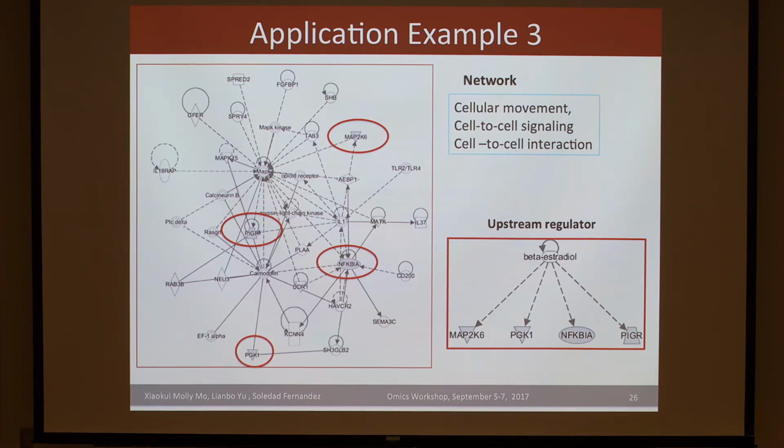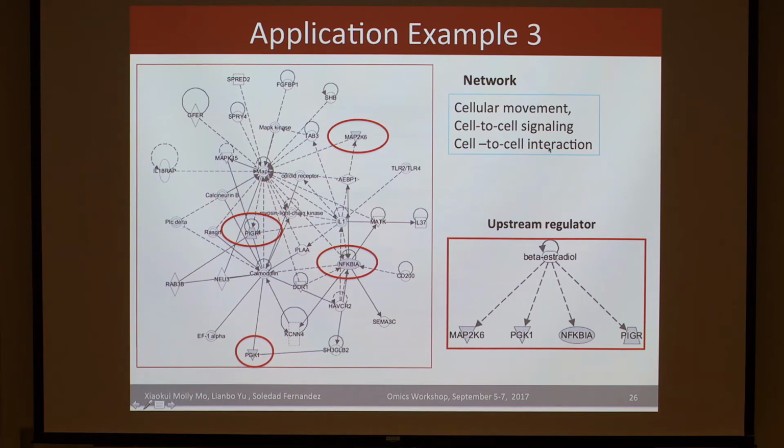I just input the genes in IPA, then IPA gave the network showing how those 4 molecules are involved. Very, very nice network. We input 4 genes, but other genes were also pulled out by the analysis. As you can see, this network involves cellular movement, cell-to-cell signaling and cell-to-cell interaction.